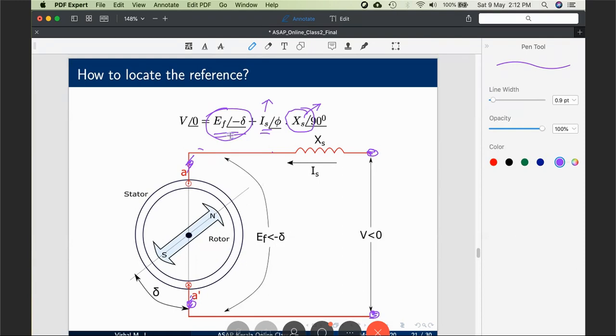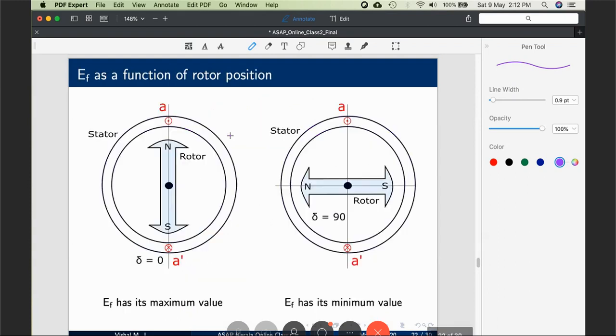Then how to do that? Because only if we know EF, then we will be able to synthesize V. To find EF, formulas will not help us. Voltmeter or CROs will not help us. Then what is the solution we have? That's what is called this EF is a function of the position of the rotor.